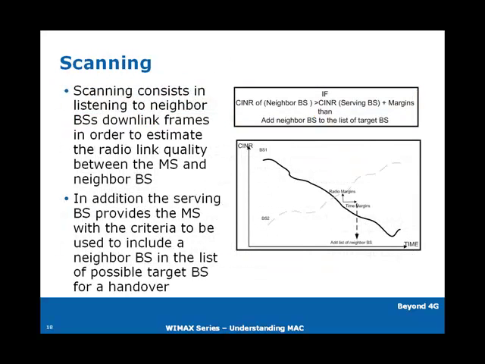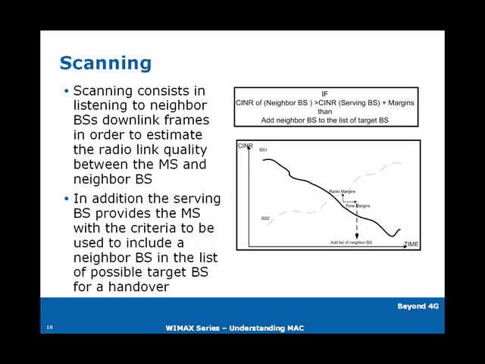Okay, so let's understand the first step of the handover, which is called scanning. Scanning consists of listening to neighbor base stations' downlink frames in order to estimate the radio link quality between the mobile station and the neighboring base station. In addition, the serving base station provides the mobile station with the criteria to be used to include a neighbor base station in the list of possible target base stations for handover.